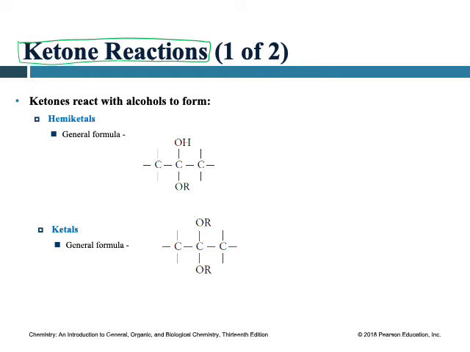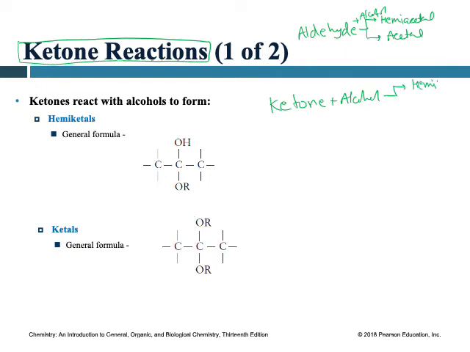Like for aldehyde, we're gonna make hemiacetal. Let me write over here. For aldehyde, we're going to make hemiacetal and acetal when it reacts with alcohol. Whereas when ketone reacts with alcohol, it forms hemiketal or ketal, because it comes from ketone, so that's why it's ketal and hemiketal, right? As the name is already showing to you.